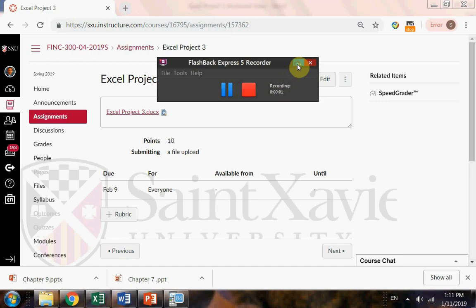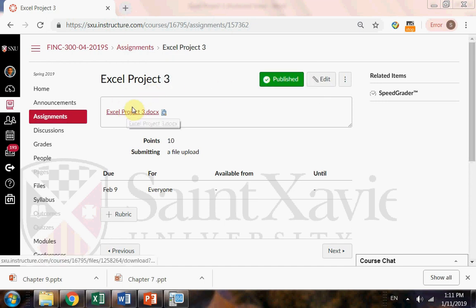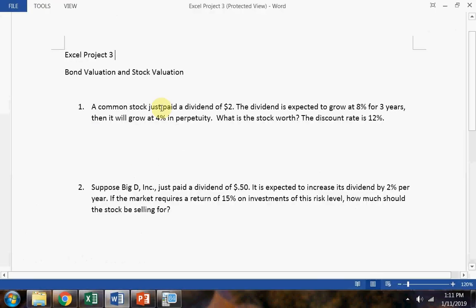Hi there. Let's talk about Excel Project 3. It's on the Canvas. It's one of the requirements for the class. If you hit this Word file, that's the instruction of the project. This project is about stock and bond valuation. And let's just do question number 1 first.